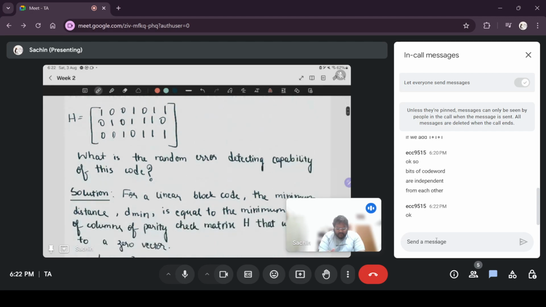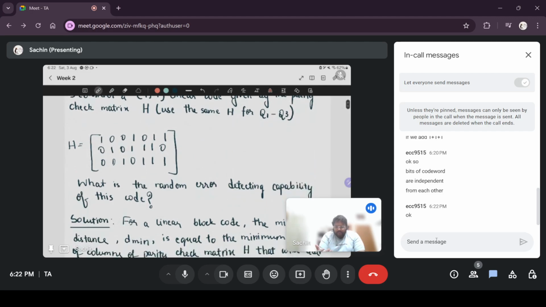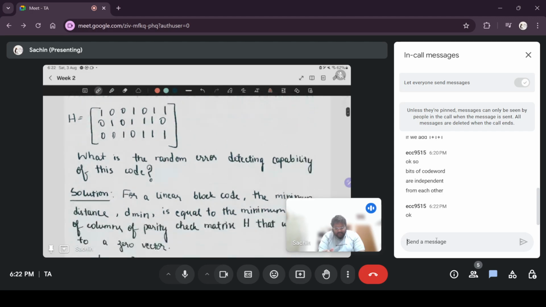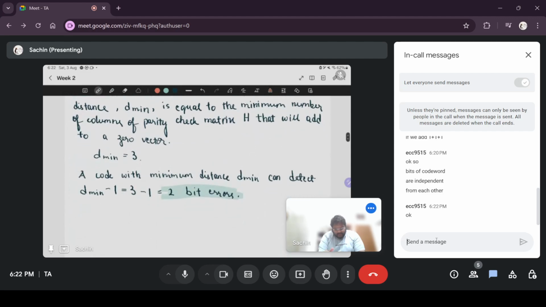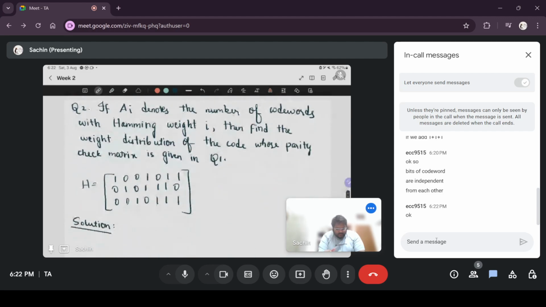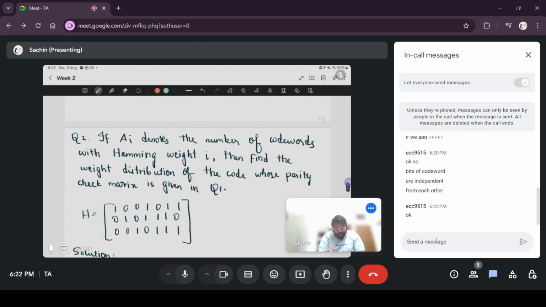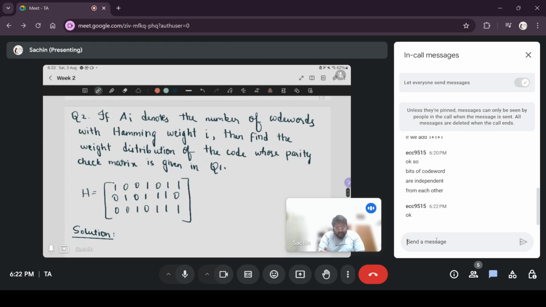The reason why we are finding the minimum number of columns that add to 0, and why that will give you d minimum, I explained in the previous lecture. You can go and watch the recorded lecture of that on YouTube. The link should have been shared with you guys. Okay, we'll continue with question 2.